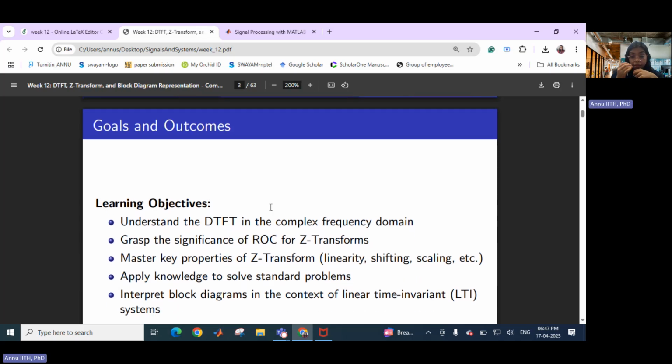So we have the learning objectives. Understand the DTFT in the complex frequency domain. Grasp the significance of ROC for Z transforms. Master key properties of the Z transform like linearity, shifting, scaling, etc. Then apply the knowledge to solve standard problems, and interpret block diagrams in the context of linear time invariant systems.